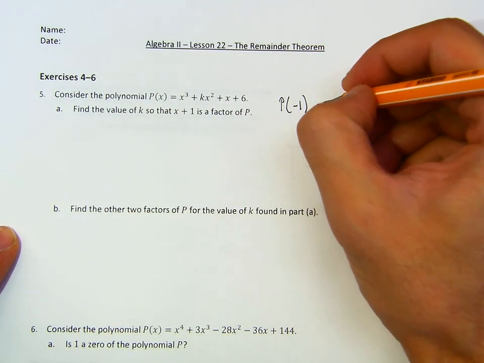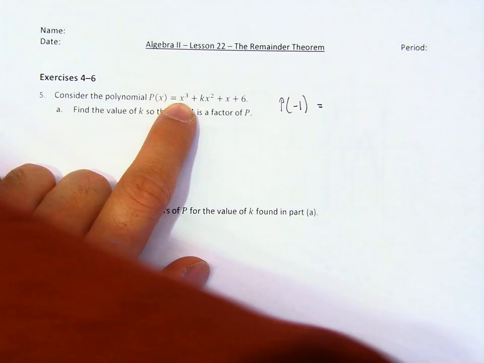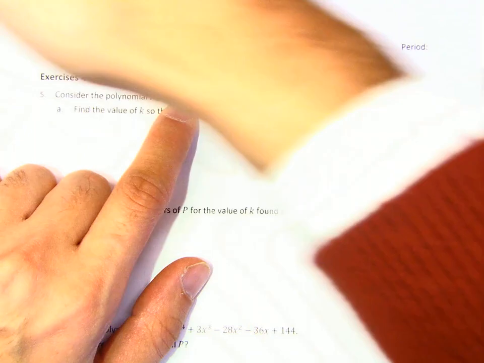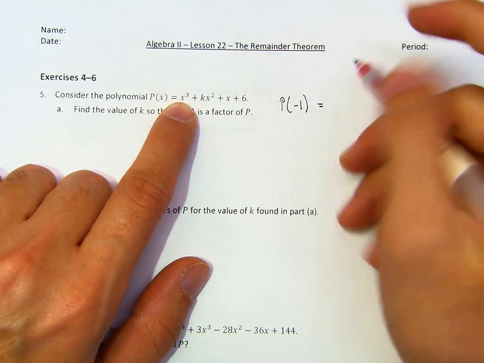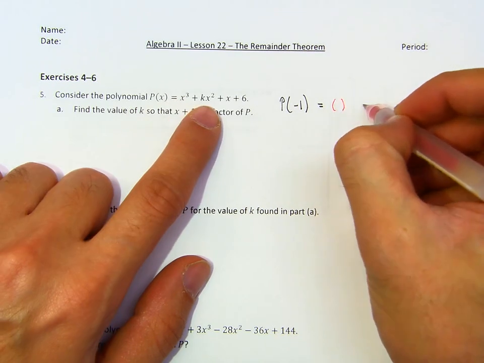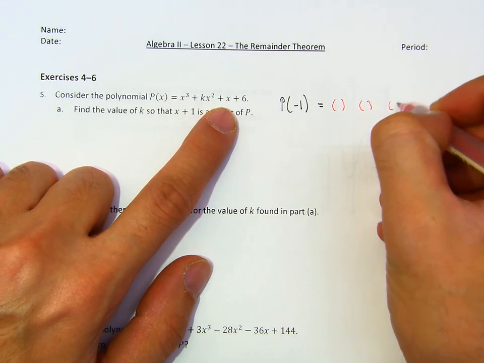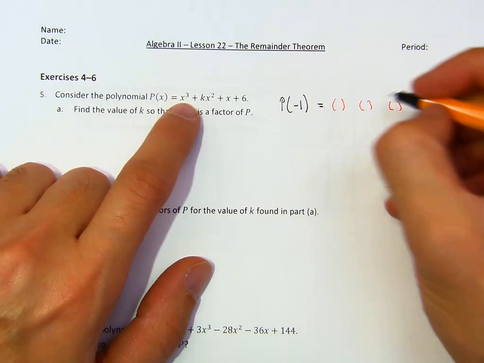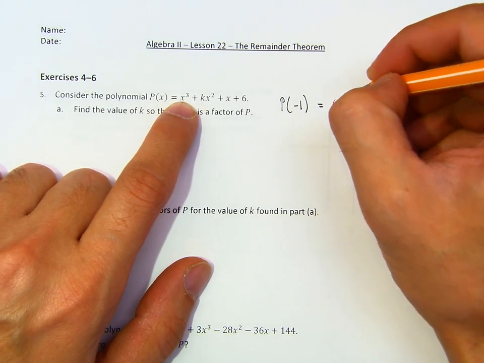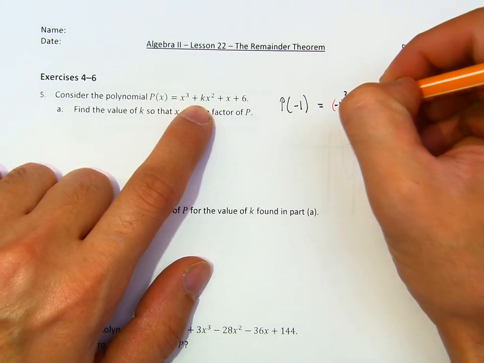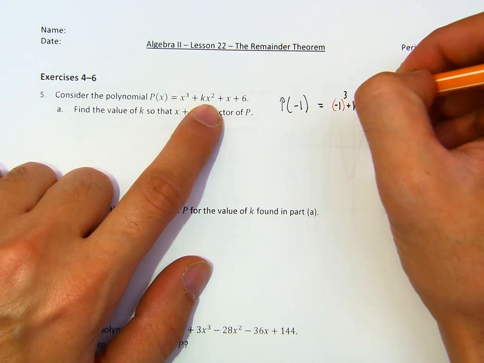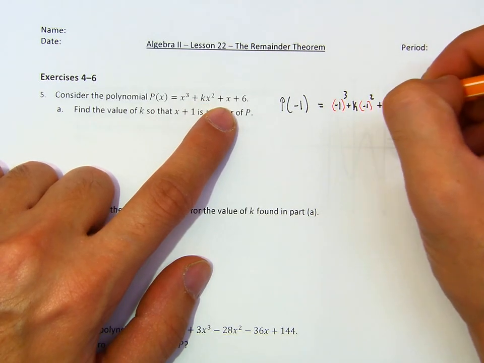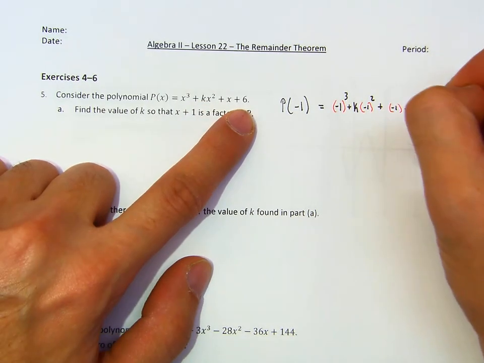And here it's just going to be, let's just follow this over here. Let me make this nice and easy to see. So parentheses, and a parentheses here. And then you see this is x cubed, so it's negative 1 cubed plus k times negative 1 squared plus negative 1 plus 6.